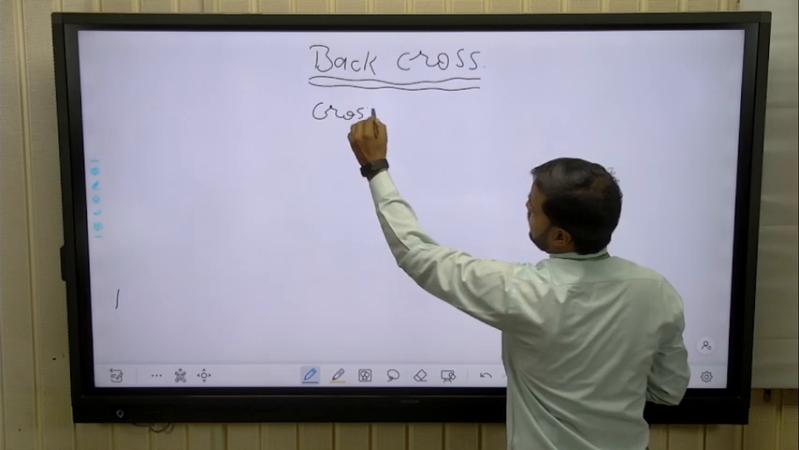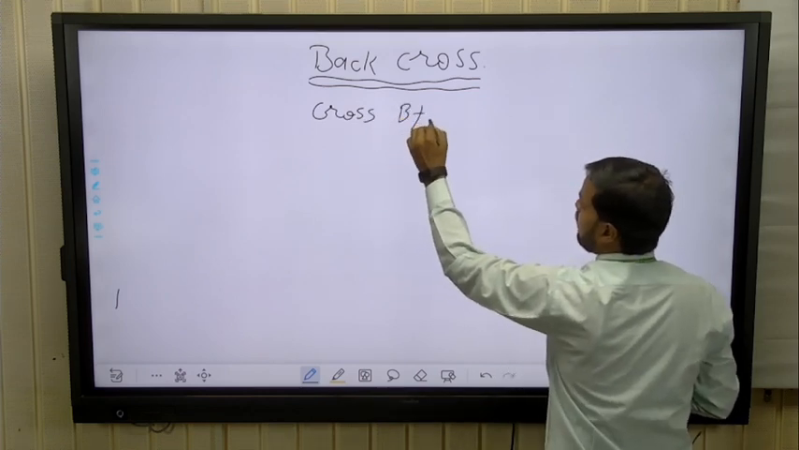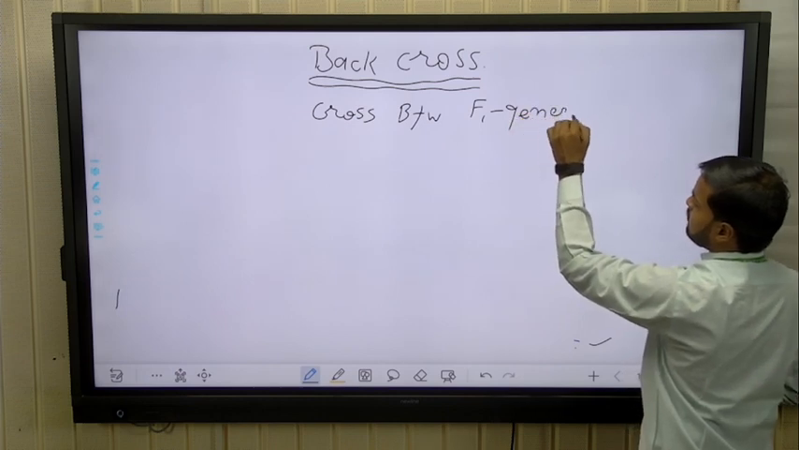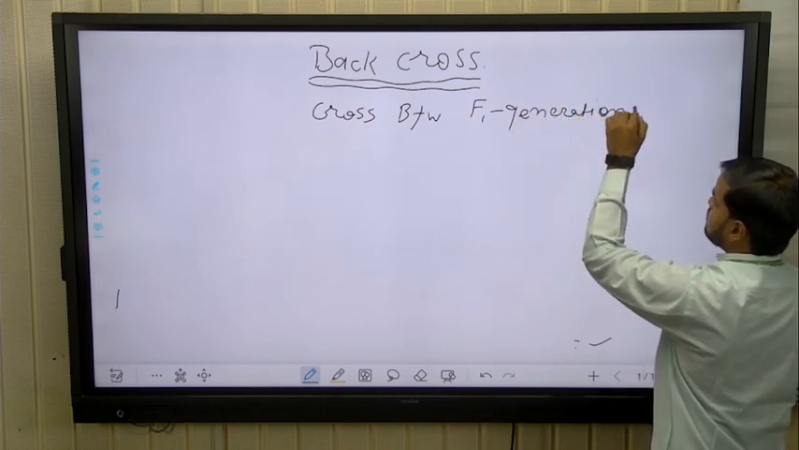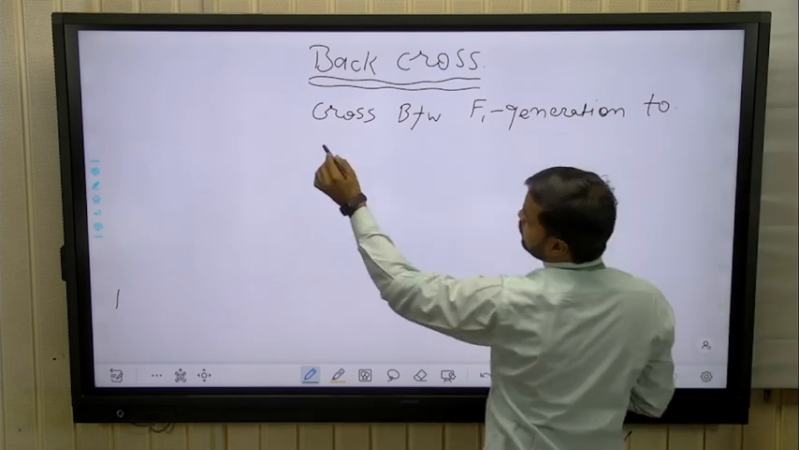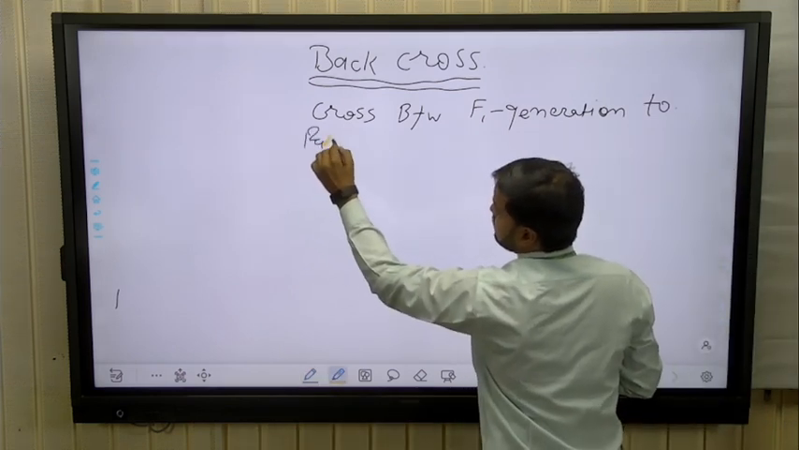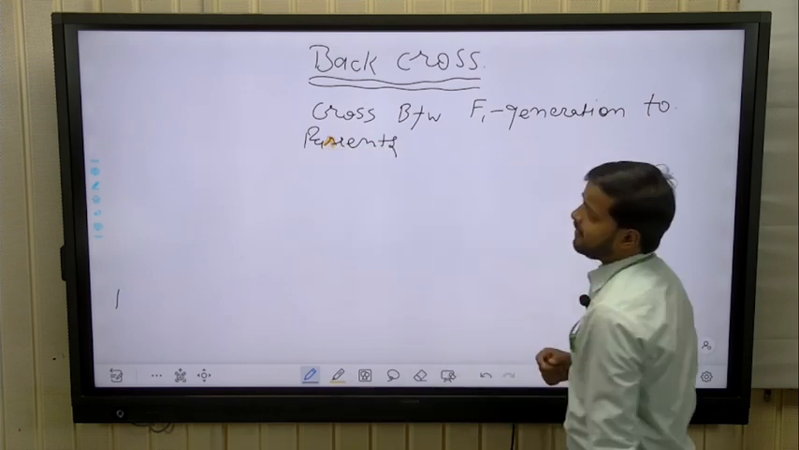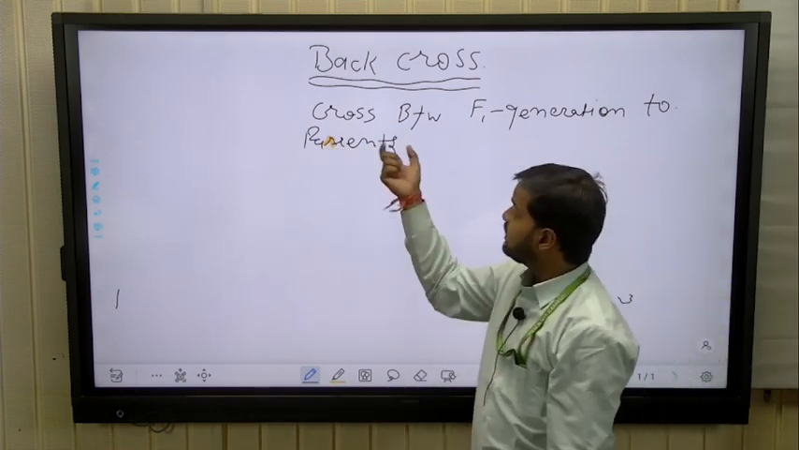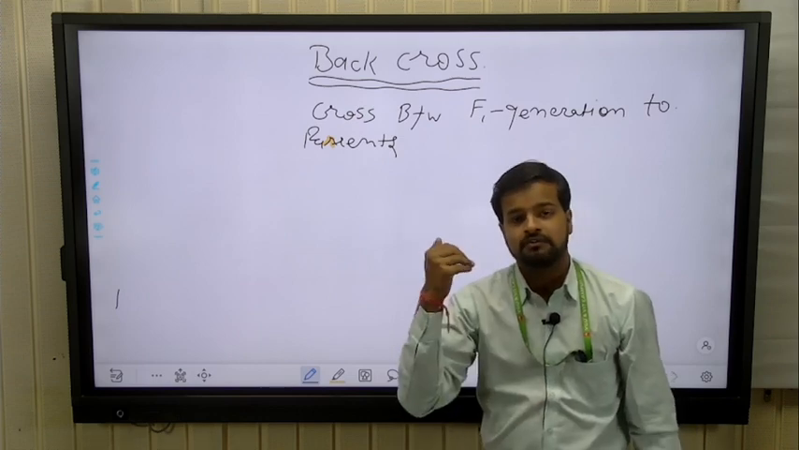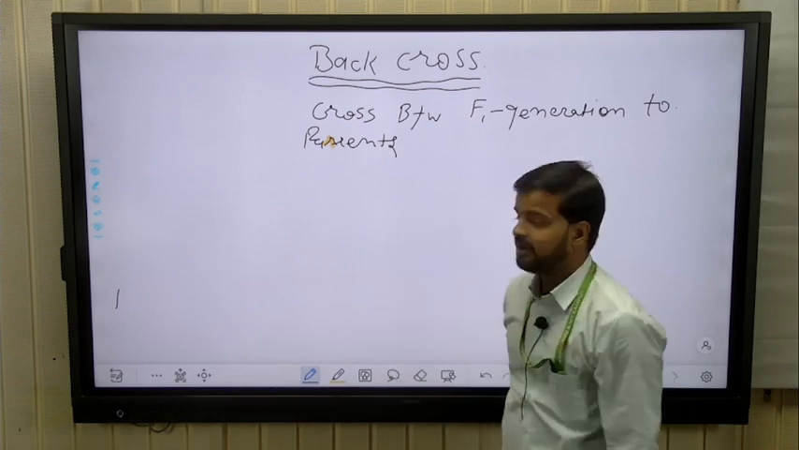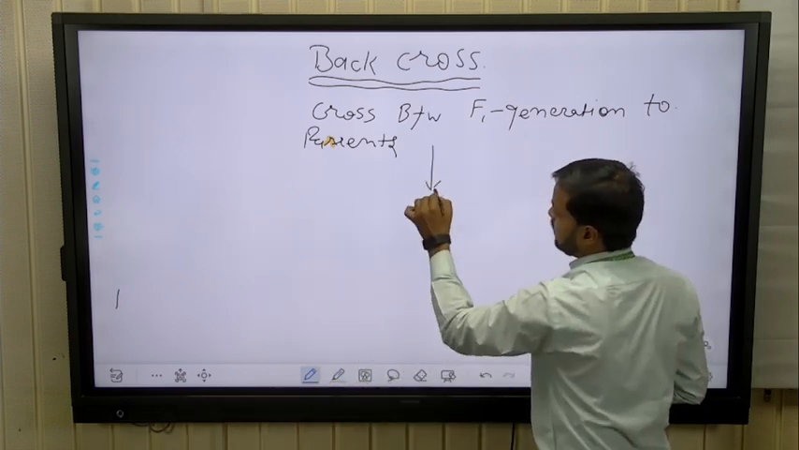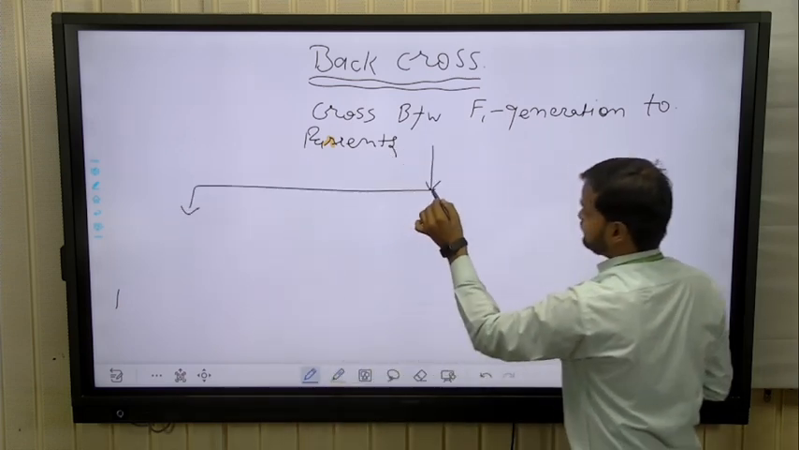Here, I am drawing a cross between the F1 generation and the parents. That means in this type of cross we do a cross between the F1 generation and the parents. I am drawing this diagram on the basis of this type of cross.